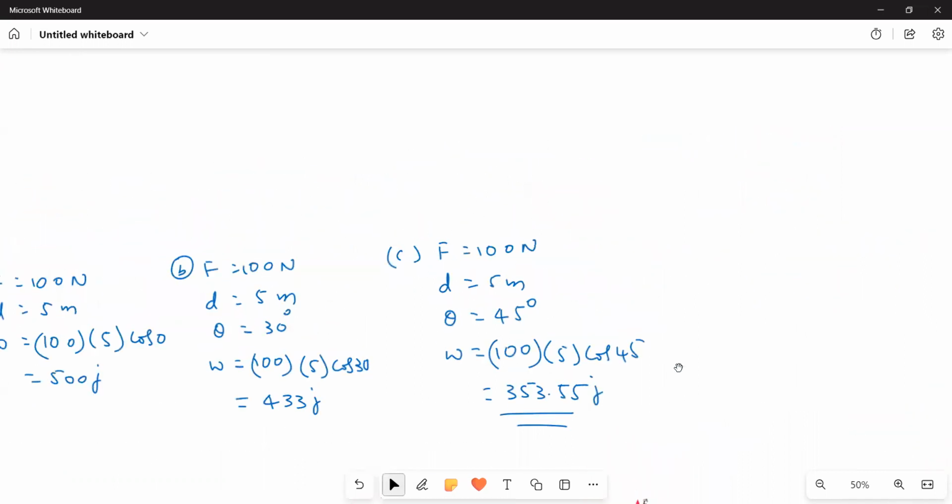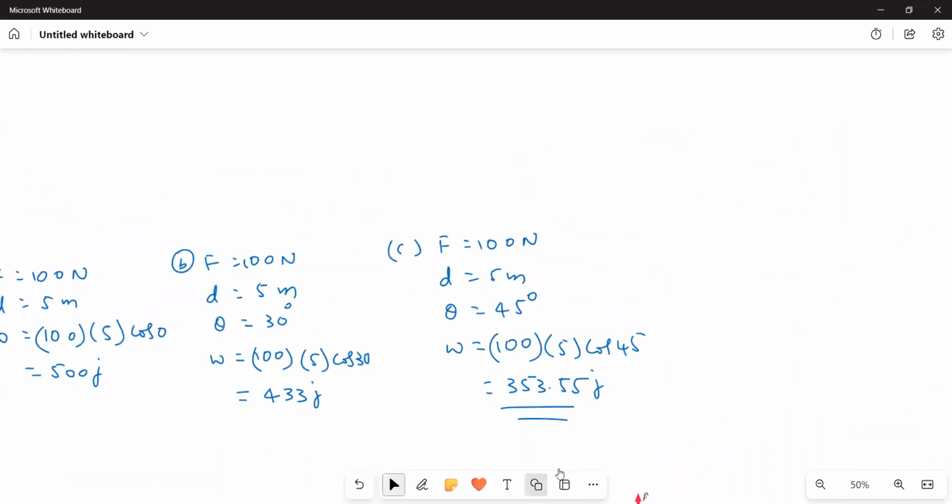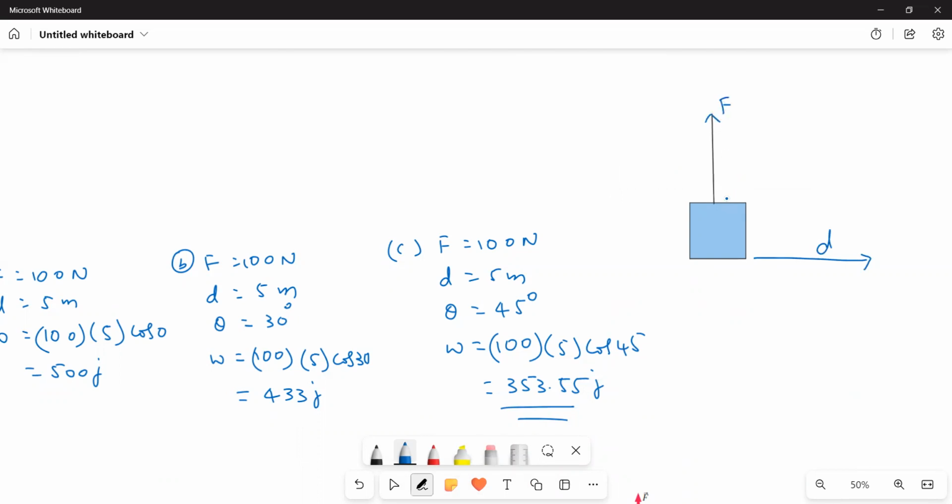Okay, suppose you are applying a force, I will show you that also. Suppose the force applied is in the perpendicular direction. This is the object, and the force is applied in this perpendicular direction, and the object moves in this other direction. This is the direction of motion. Now the force is applied in this direction, and therefore here you are seeing theta is equal to 90 degrees.